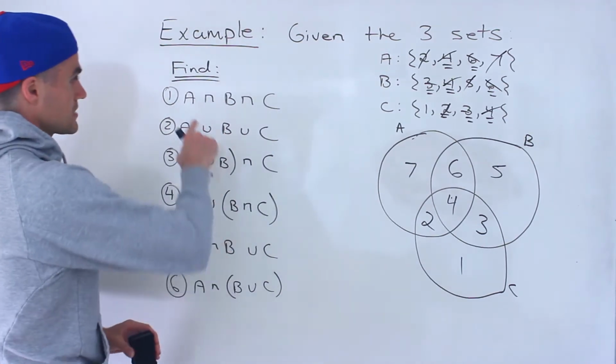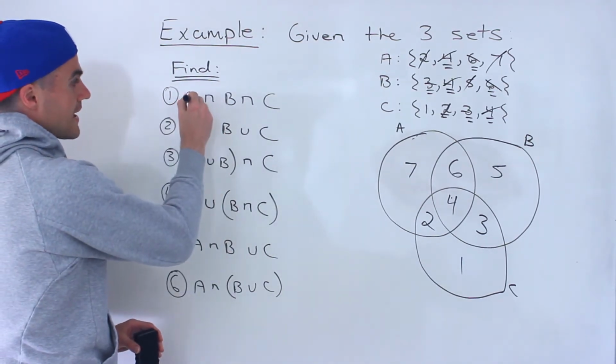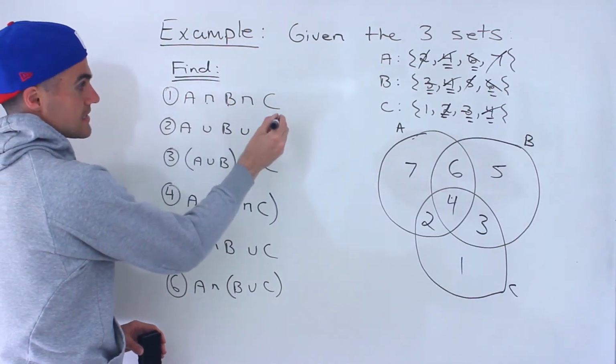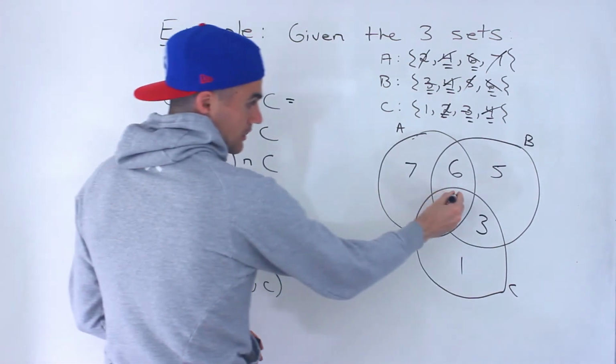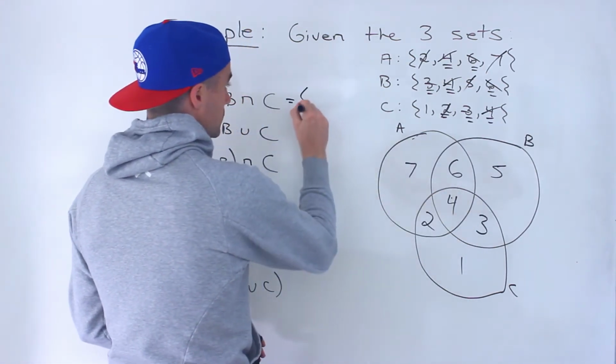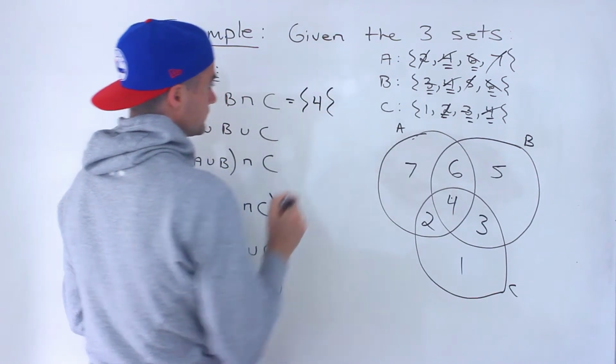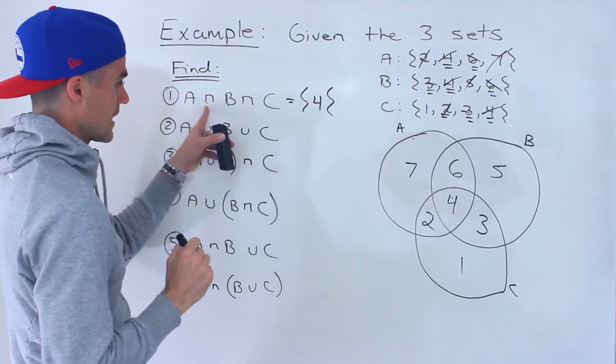Now let's go through these. So number 1, what's in A and B and C? That would be this area over here. So that would just be 4. There would just be one element in this set.